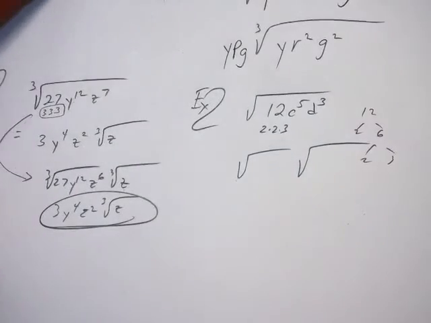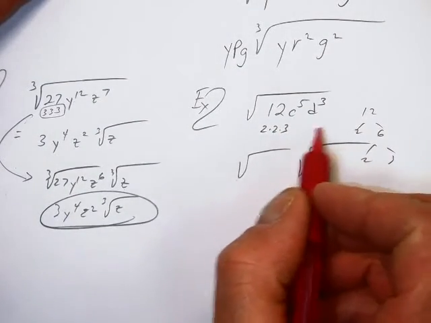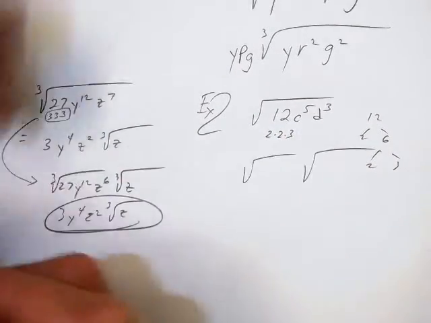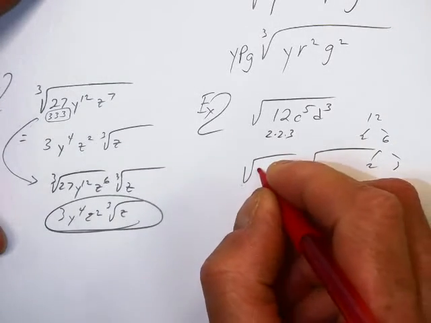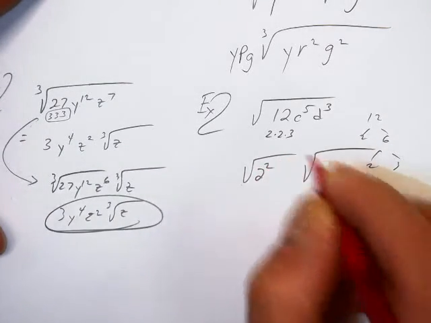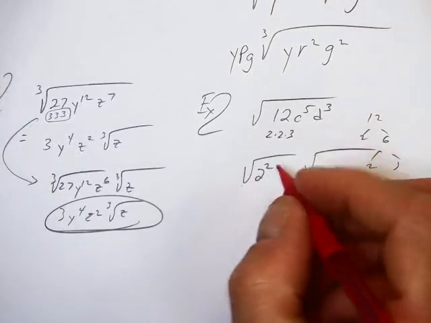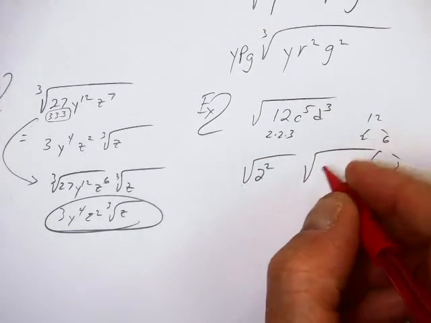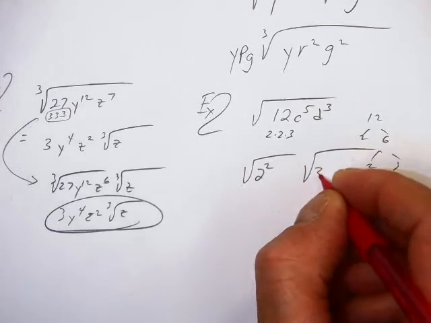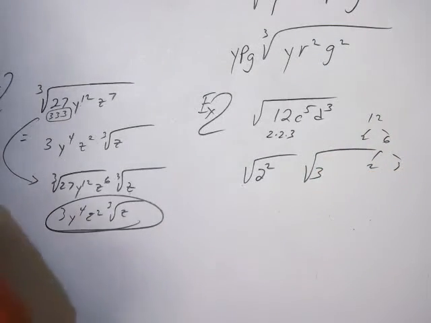What has enough friends to get out the house? In my numbers? 2. So I'm going to go of 2 squared. Let's just write it that way. Or you can go 4. Okay? And then what's going to stay inside? My 3.